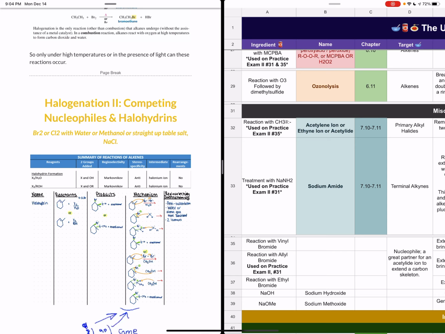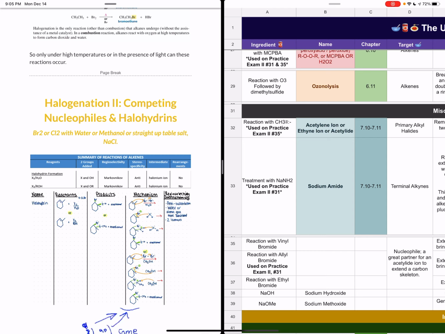This is a great way to add to your carbon skeleton, and then you can break your triple bond with either H2 over a palladium catalyst, which would go all the way to an alkane. You can use Lindlar's catalyst if you would like a cis alkene, or you can use Na in NH3 if you want a trans alkene, okay?